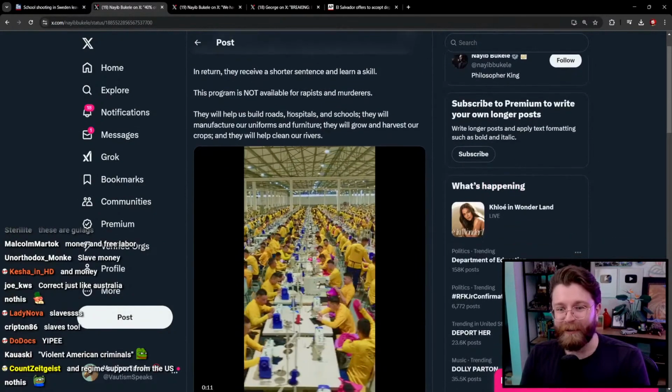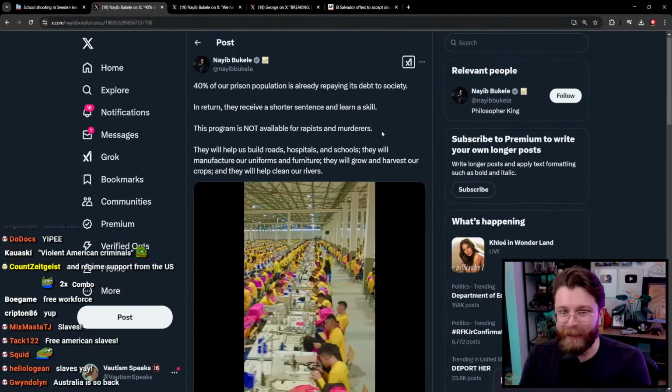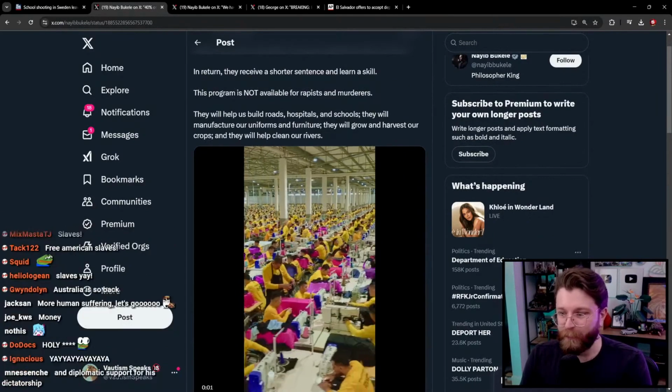It's this one! 40% of our prison population is already repaying its debt to society. In return, they receive a shorter sentence and learn a skill. This program is not available for rapists and murderers.